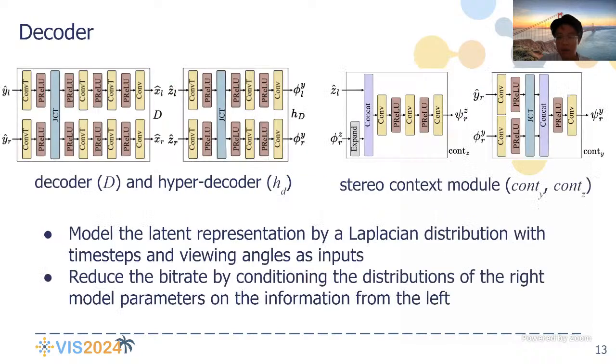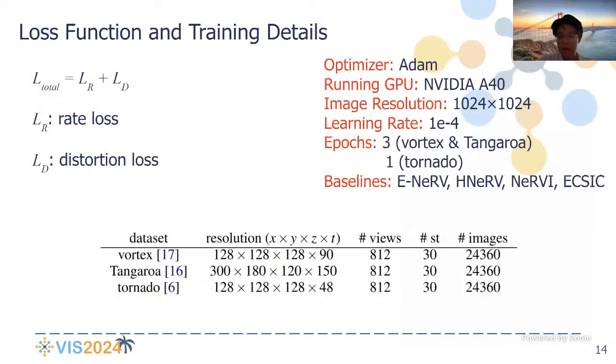For the decoder part, we employ the stereo context module and model the latent representation by Laplacian distribution from time steps and viewing angles. We further condition the distributions of the right parameters on the left to reduce the bit rate. By combining the rate loss, which is aimed at increasing the compression ratio, and the distortion loss to reduce the reconstruction error, we train the model on both direct volume rendering and isosurface rendering images from 3 datasets: the Vortex, Tangaroa, and Tornado datasets, and experiment details are shown.